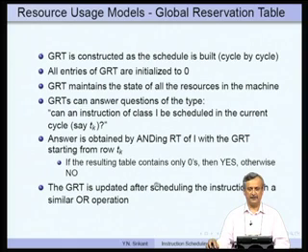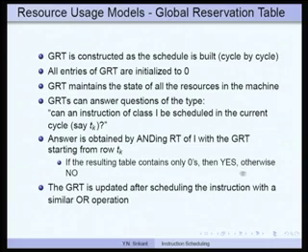So, if the resulting table contains only zeros, then obviously the resource is available, but if it contains ones along that particular column for that resource, then it is not available. Then the GRT is updated after scheduling the instruction with a similar OR operation. So, the AND operation is done in order to make sure that availability is checked, and the OR operation is actually going to be the one which updates the GRT.